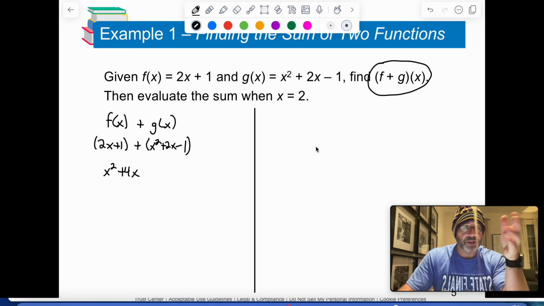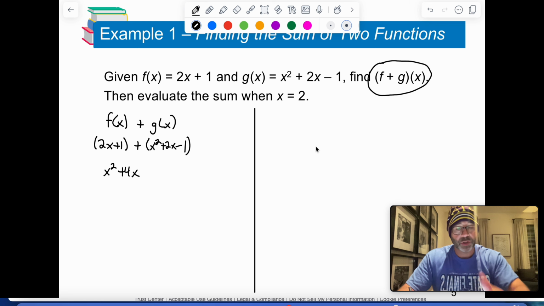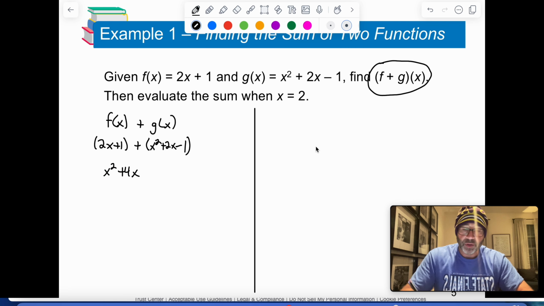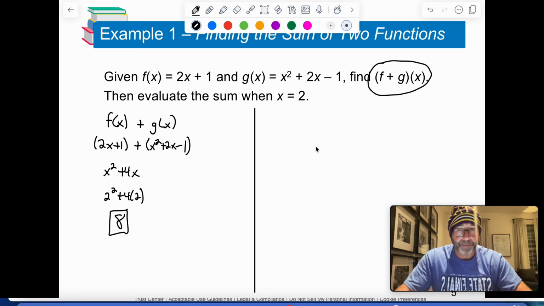So then we're going to say, well, what does it actually equal when x is equal to 2? So what we're going to do is take this 2 that we see in the problem here, and substitute it in for our x's right in this portion of it here. And if we do that, we're going to end up with 2 squared plus 4 times 2, which is going to equal 8. Okay?